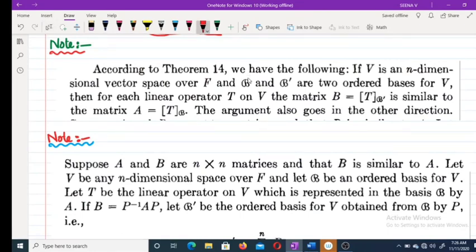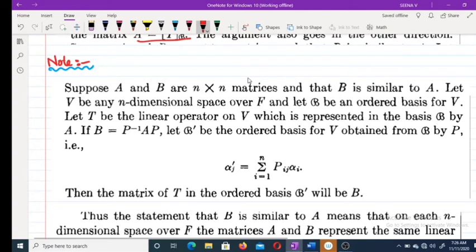According to Theorem 14, if V is an n-dimensional vector space and B and B' are two ordered bases for V, then for each linear operator T on V, the matrix B equal to the matrix of T relative to B' is similar to A equal to the matrix of T relative to B.